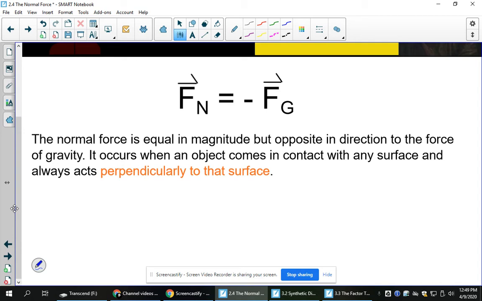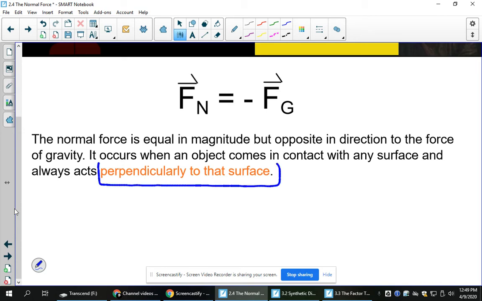Now this only works on flat surfaces. When we start talking about angled surfaces, you'll see that there's a little bit of a tweak that we have to make with force normal. So the normal force is equal in magnitude but opposite in direction to the force of gravity. It occurs when an object is coming into contact with any surface. So it's the reason why the box is not falling through the table, because there's a force keeping the box up. Now this part's very important.